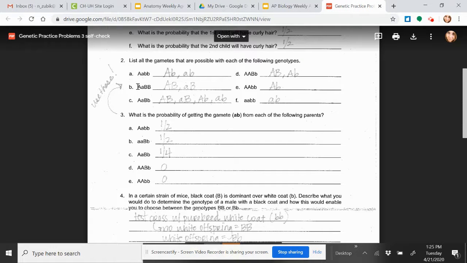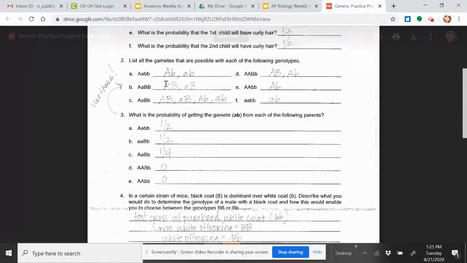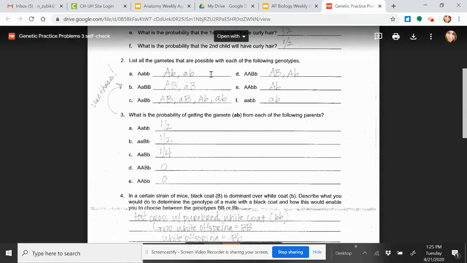Since we do not have a big B, you will not see any gametes with a big B. Same thing here. Big A, big B, big B. We can get big A, big B, or little a, big B. Since we do not have a little b, we will not see any gametes with that little b.